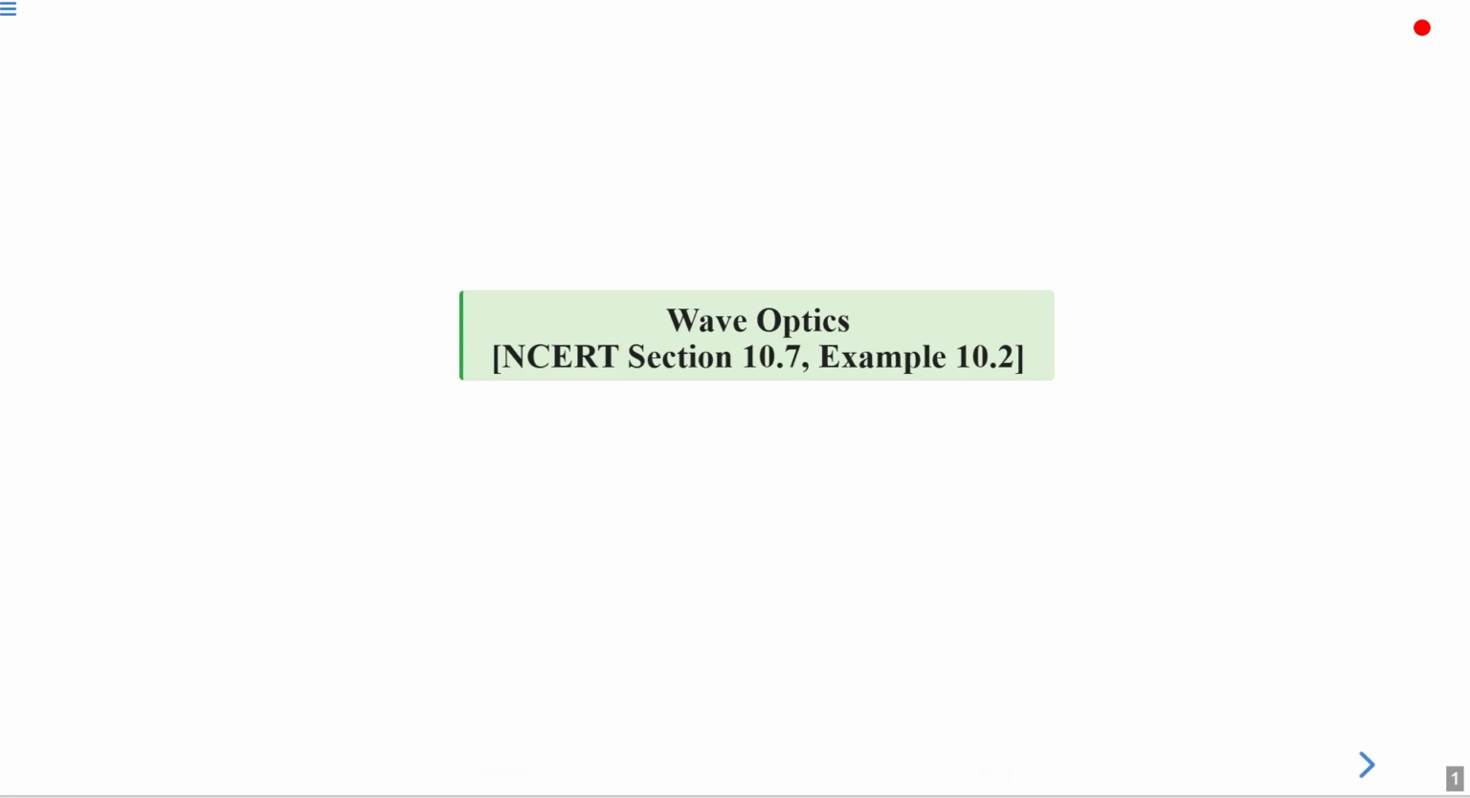Today we will discuss some important topics of wave optics chapter. In this lecture we will cover NCERT section 10.7 and example 10.2 from NCERT.